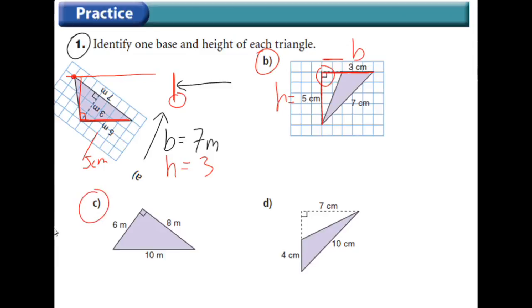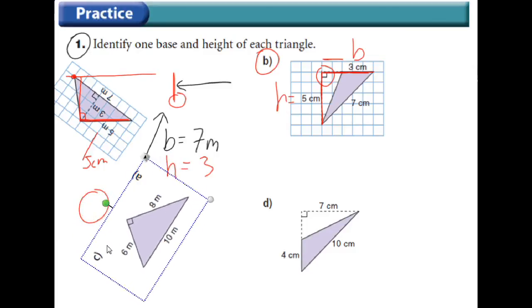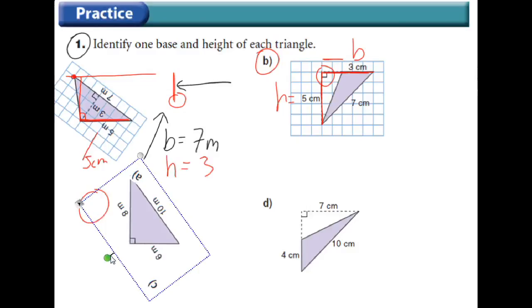Let's look at C. C is an interesting one. We could rotate this in 2 different ways. Let's see if we can rotate it with more luck this time. So if we rotate it, there we go. One way we can set up our base being 6 centimeters this way, and in this case, our height is 8 centimeters. We could also flip it the other way around. And in this case, the base could be 8, and the height could be 6.